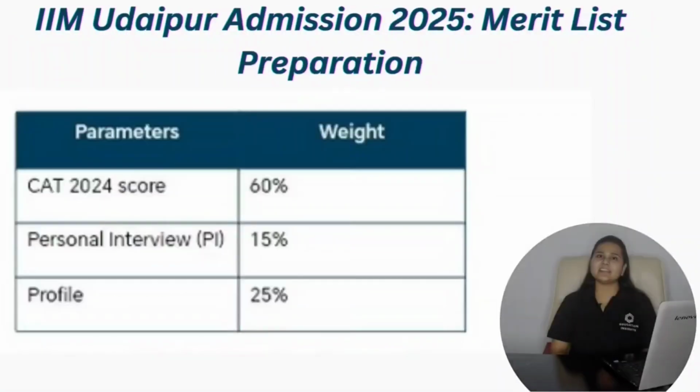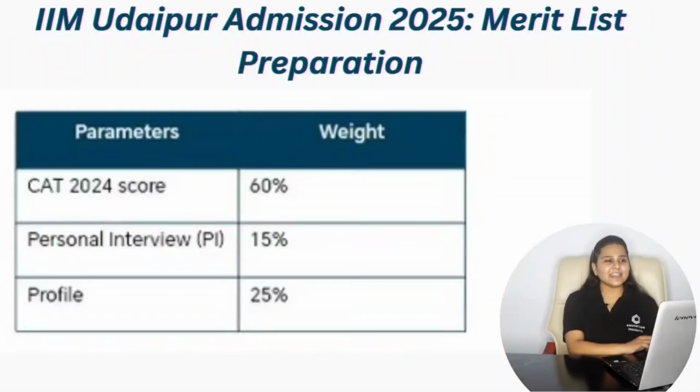Then if we consider the final selection criteria with the Indian Institute of Management, Udaipur, in that 60% weightage is given to your CAT 2024 score, then 15% weightage is given for the personal interview, and 25% weightage is given for the profile.